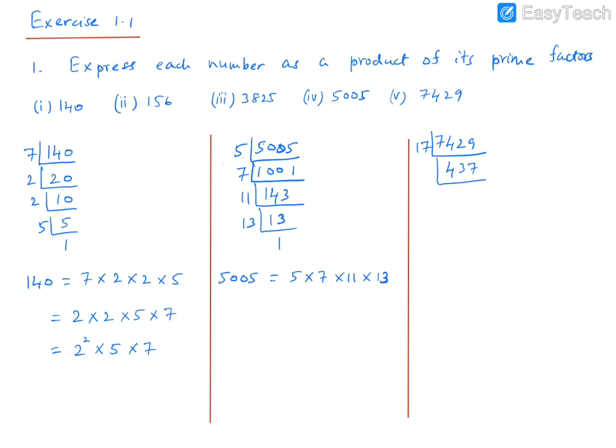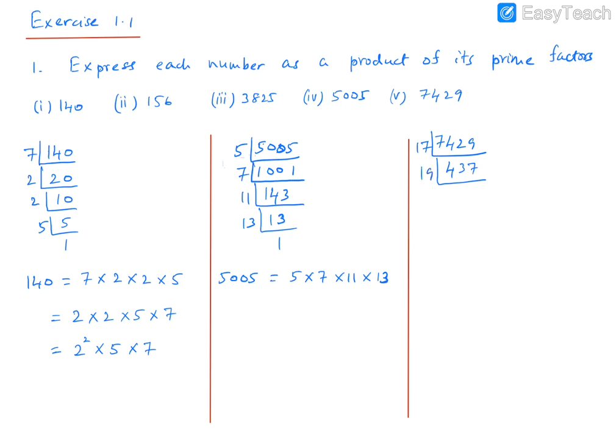And again, if you check that 17 goes into 437, we find that 17 does not go into 437. So the next prime that we can consider dividing is the number 19. So the next prime is 19. So dividing 437 by 19 gives us 23.